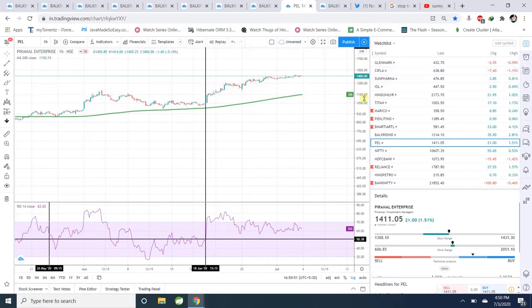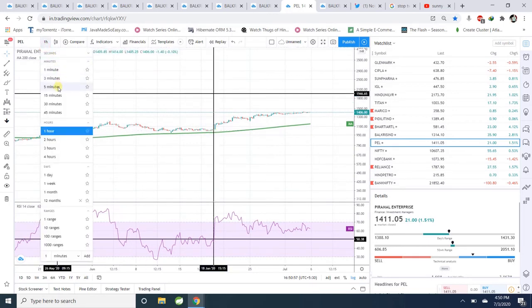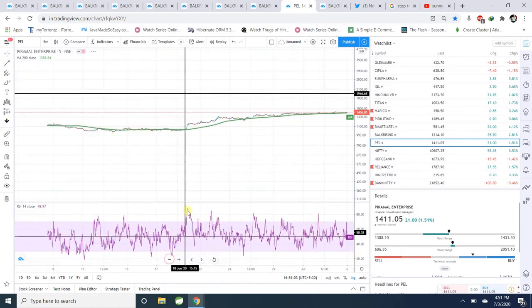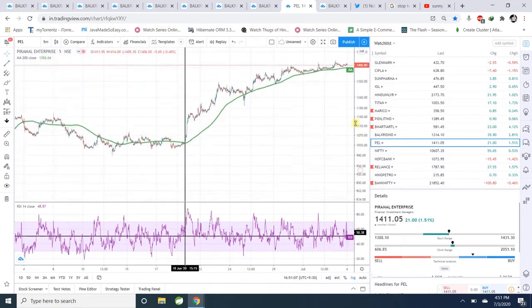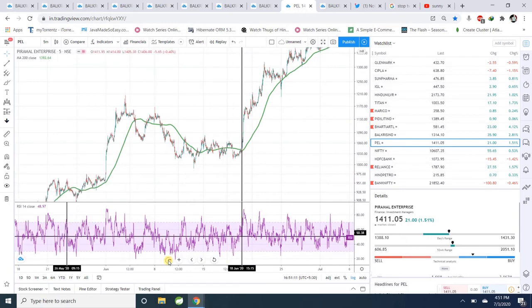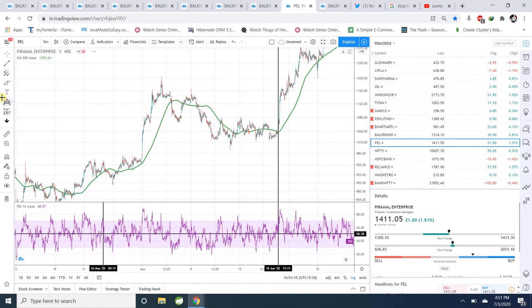From now, from this point, we have to look at the lower interval. Let me select 5 minutes. Let me go to that. After this point I have to find a breakout. Similarly, you can see this flag pattern on 5 minutes also.